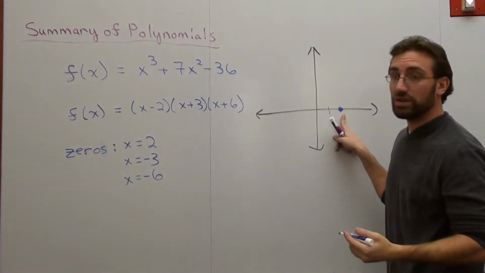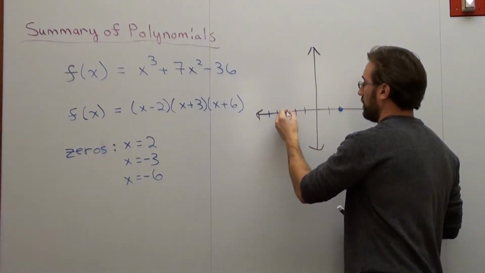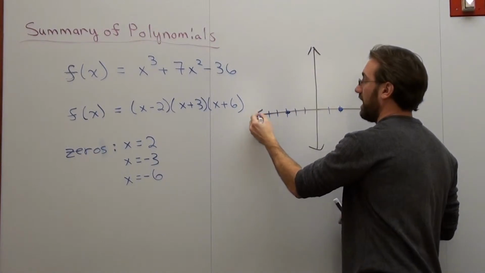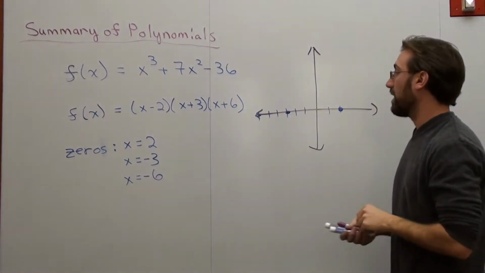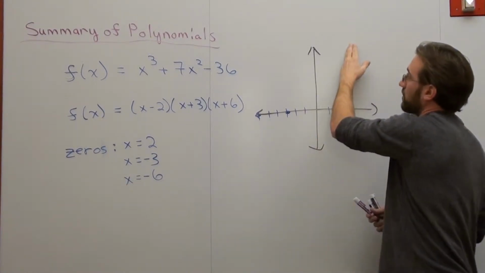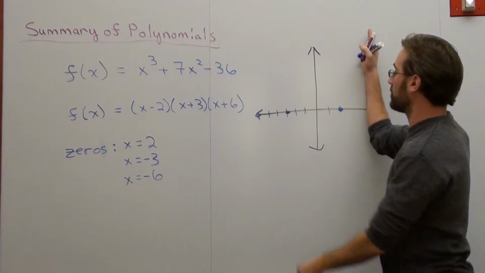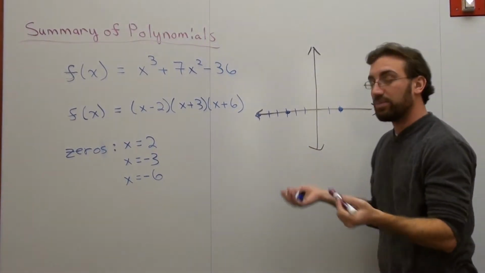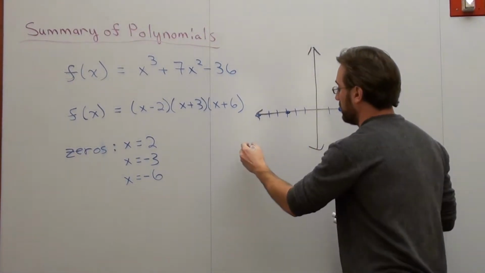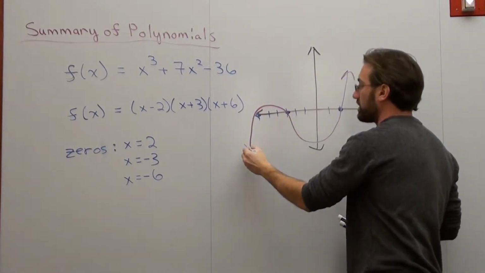So you have zeros at 0 and 2, at -3 and at -6. And here we go. Since it's positive and it's odd, it's going to end up going this way, which means it starts here. Not a perfect graph, like I said, but it's going to look something like this.